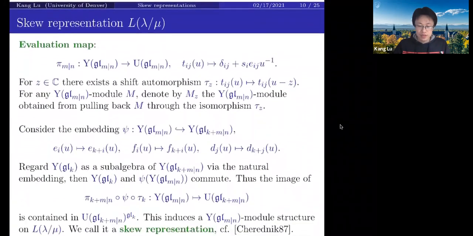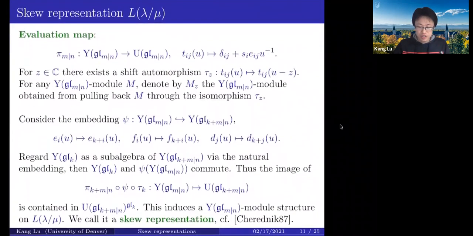Okay, now we are ready to define the Yangian module structure on this space which we discussed before. So first we take the evaluation map, the evaluation map at zero. So my evaluation parameter is zero. The series T_ij goes to the following: T_ij^(1) goes to S_ij.